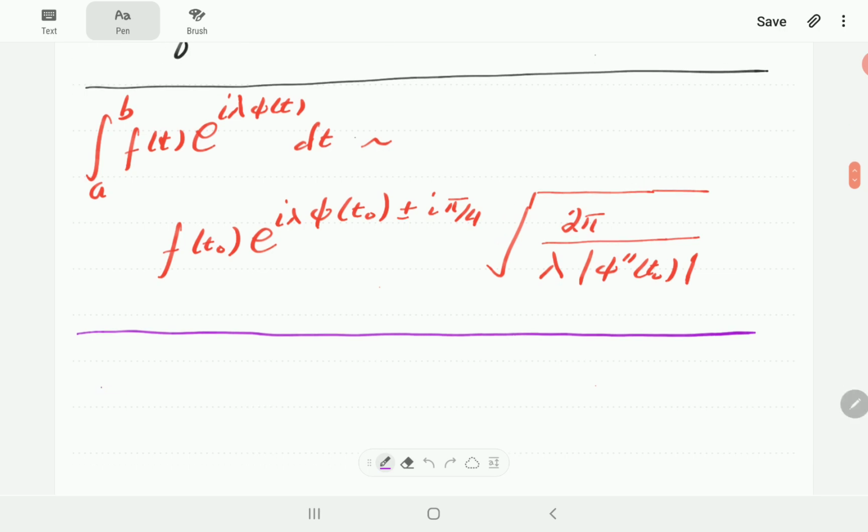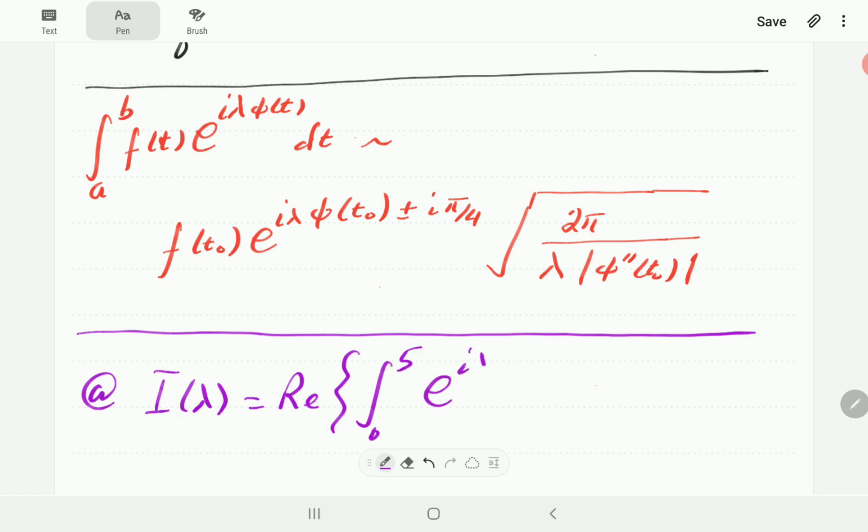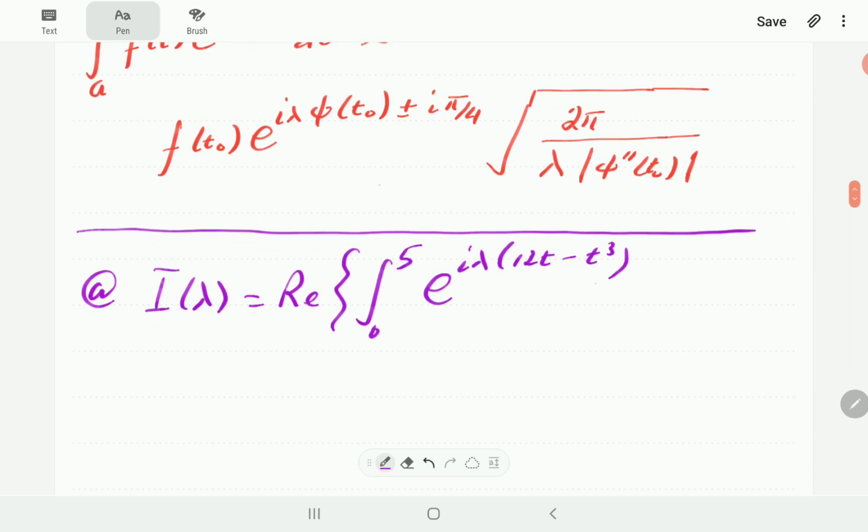So in A we are going to write our integral as the real part, because it's the cosine, of the integral from 0 to 5 of e to the i lambda times 12t minus t cubed, all divided by 2 plus t squared, dt.